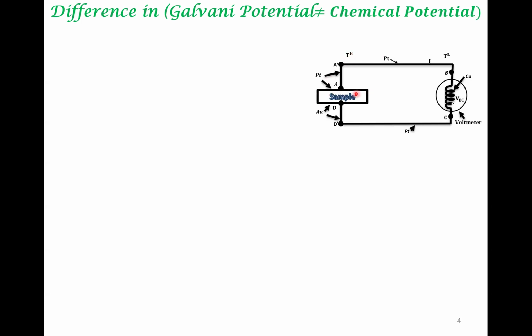So this electrolyte, which is the sample, may have two different electrodes on either side. On one side, you may have a platinum electrode. On the other side, you may have a gold electrode. Why is this the case? The electrode which you use depends upon a particular condition. The stability of the electrode you use depends upon a particular condition.